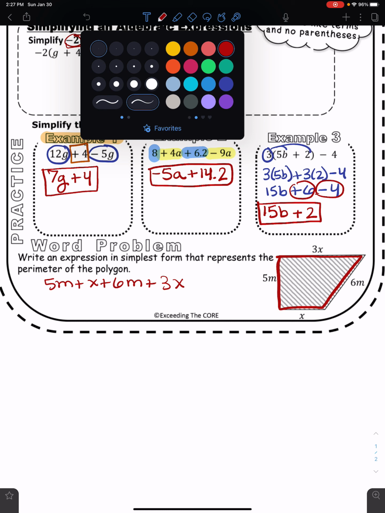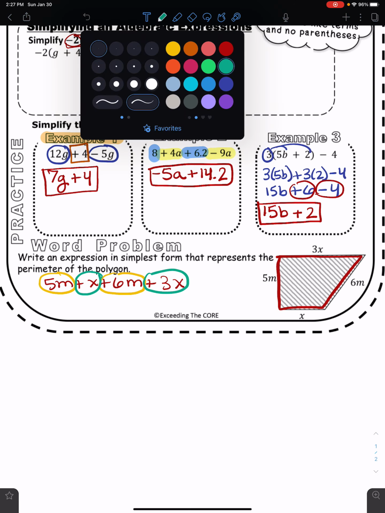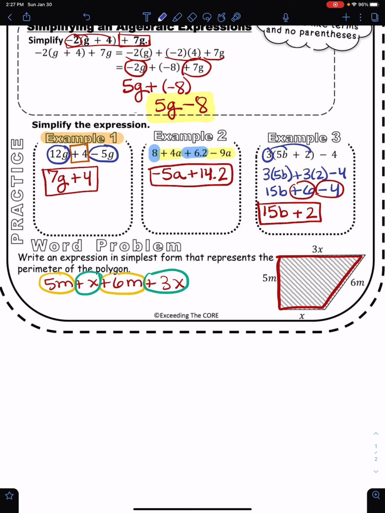And then we're going to find our like terms. So we have 5m and 6m. And our other like terms are x and 3x. So our simplified expression will be 5m plus 6m is 11m. And remember, if there's not a coefficient, it's actually a 1. So 1x plus 3x is 4x.